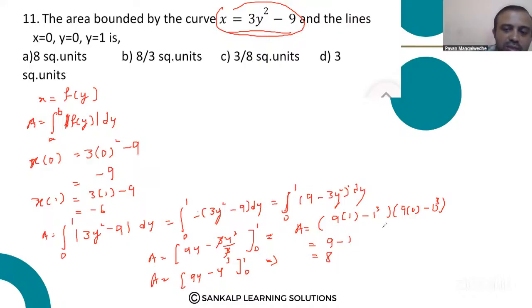And the other side, it is 0. Okay. 9 minus 1 is 8. So the final answer is option A is the correct answer. Go to the next question.